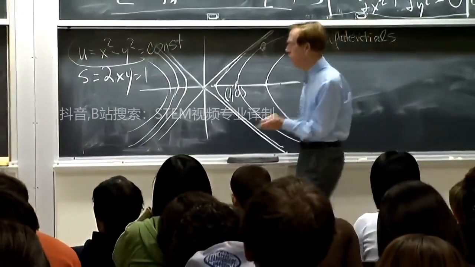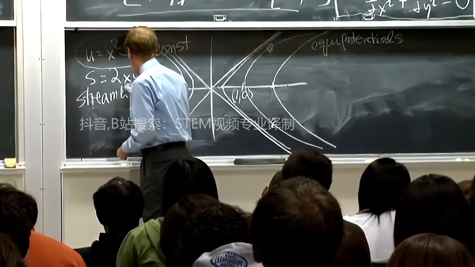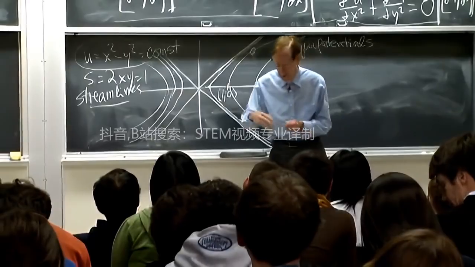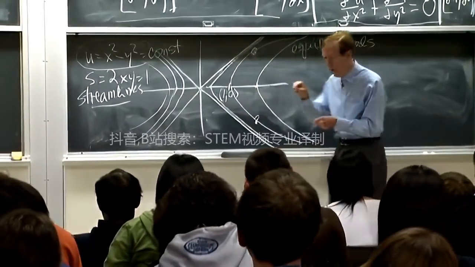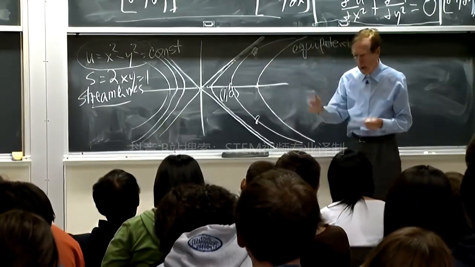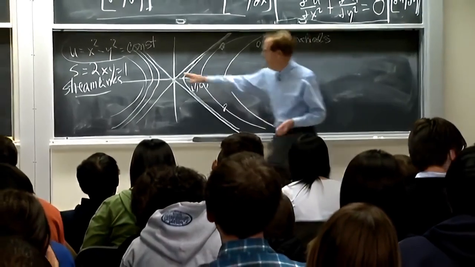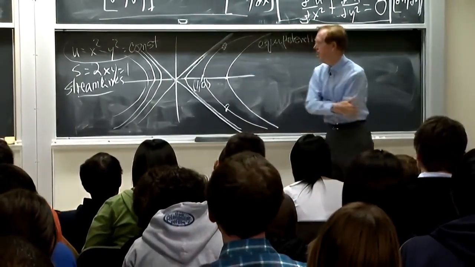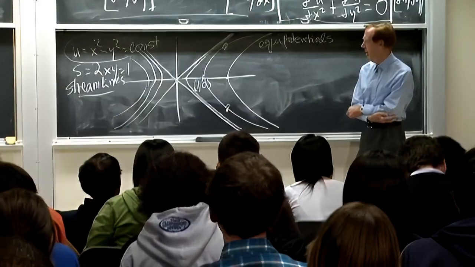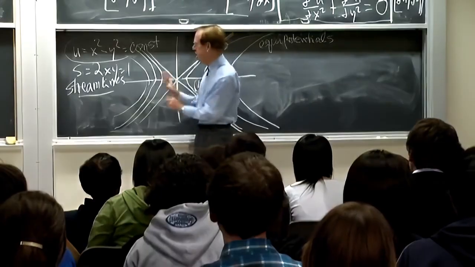So now I'm going to draw the streamlines. And what are the streamlines? The streamlines will be the curves that the actual material flows. If you drop a leaf into this flow, and you watch it, it'll flow along a streamline. And we can draw those lines. So what are those? 2xy equal 1, or the equation y equals 1 over 2x. That's also a hyperbola, right? That's also a hyperbola.